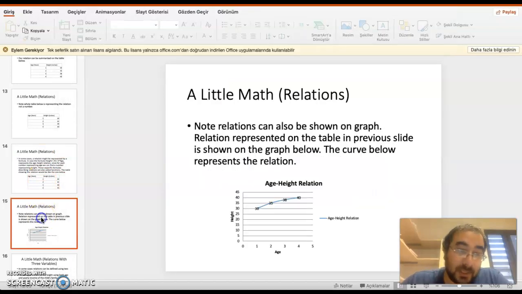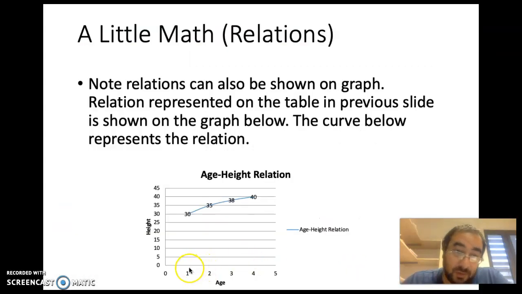Lastly, I might also have graphs as a relation, because on this graph, this curve you see might represent the age-height relation, and using this curve I can find for any age, for example 2, a particular level of height. So in that sense, this curve connects all numbers that are representing age to the height. So this curve is also a relation.